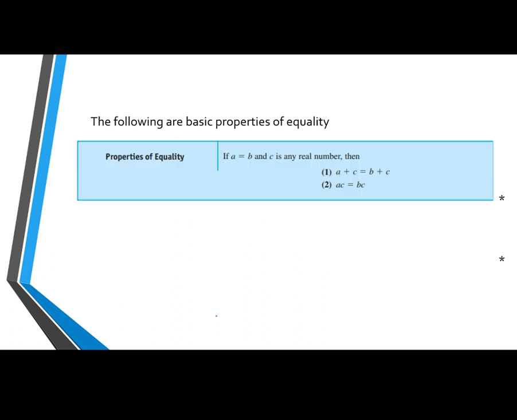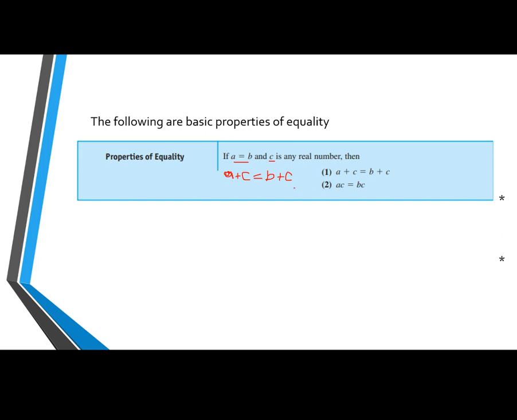So the following are basic properties of equality. If A is equal to B and C is any real number, then A plus C is equal to B plus C. If A is equal to B, meaning A and B are the same number, then if we add a quantity or variable or number C to the statement A equals B, it is still equal to B plus C.